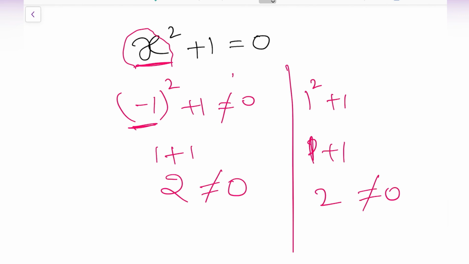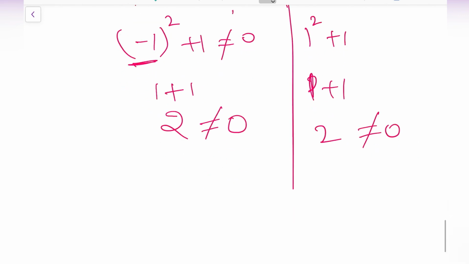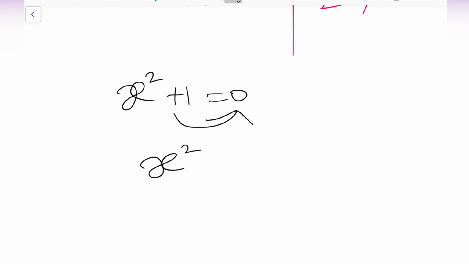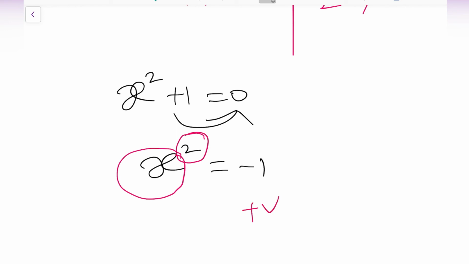Then what will be that x value? Let us check. x square plus 1 equals 0. I will take plus 1 to the right side. So we will get x square equals minus 1. Now we know one small logic, that is, any number, it may be 0 or positive or negative, if we square that number, always the answer will be a positive number only. But here we have minus 1. It means there is no real number which satisfies this equation.